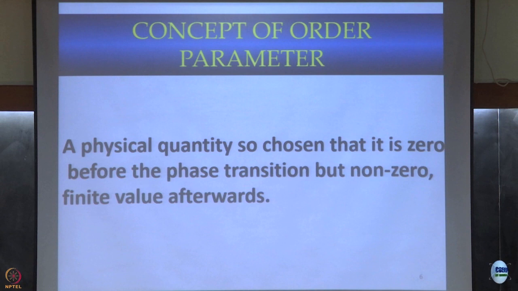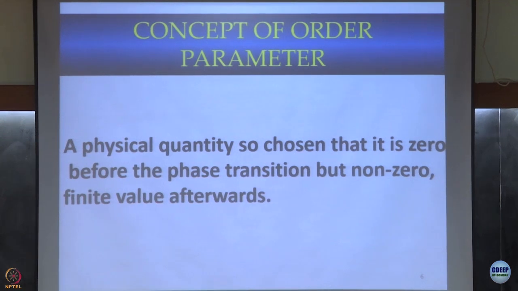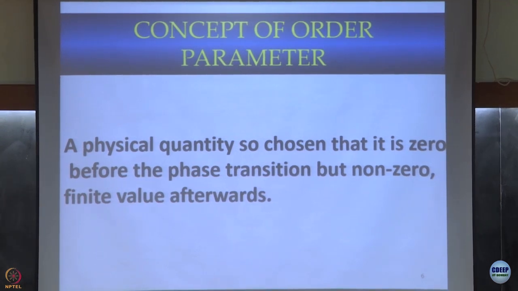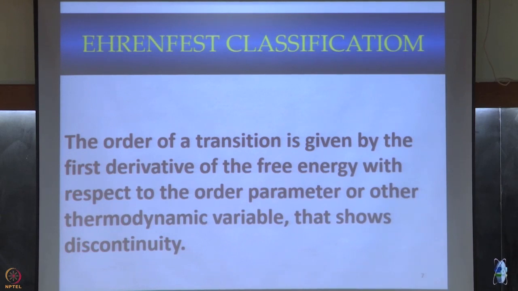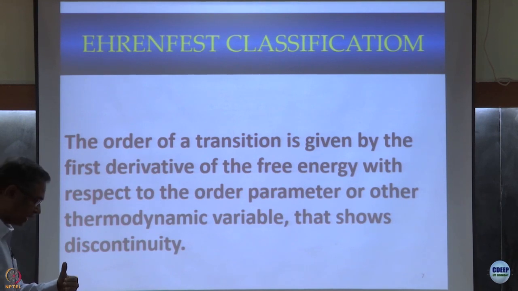The whole understanding of phase transition starts with identifying an order parameter, which is, as I said, 0. So if I take rho L minus rho G, it is 0 just before, and then it jumps by a large number. Now this was the very famous classification by Ehrenfest. Ehrenfest introduced this, and order parameter and the Ehrenfest classification are the beginning of our formal study of phase transition.